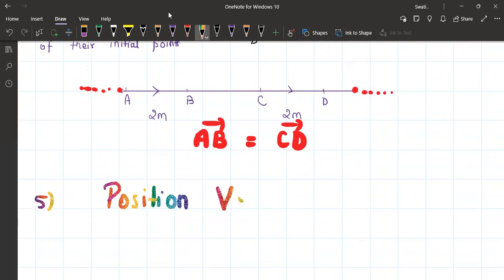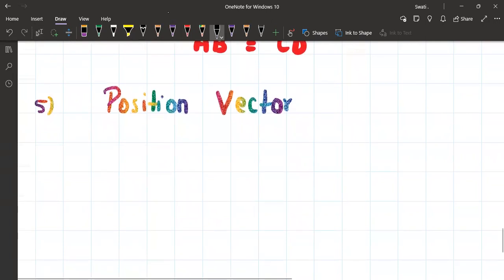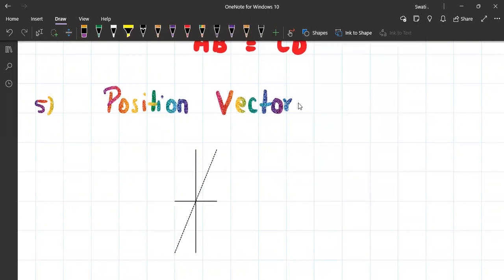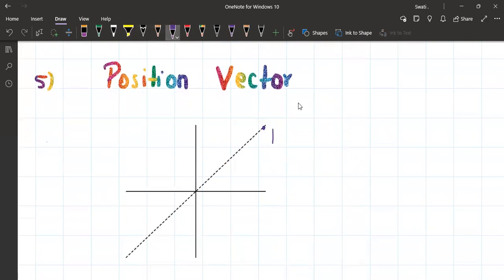This is called position vector. Let us understand about position vector. So suppose we have a point P in the space. Okay, so for the space, I'm going to draw this. Now imagine that this is point P.